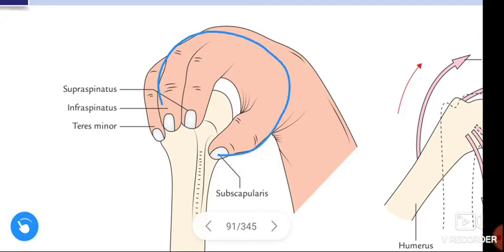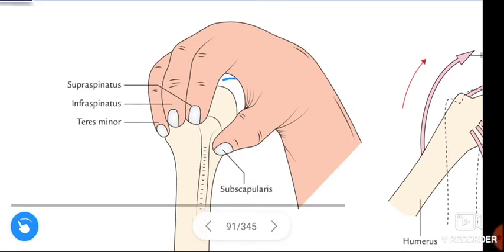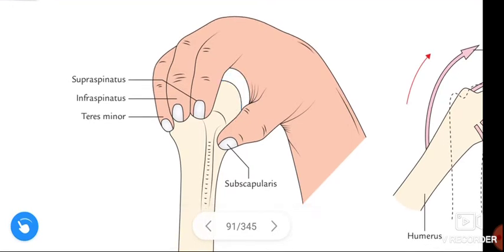This hand is grasping the large head of the humerus and holding it against the smaller shallow glenoid cavity. These muscles hold the large head of the humerus against the small shallow glenoid cavity. This is the action of SITS muscles.